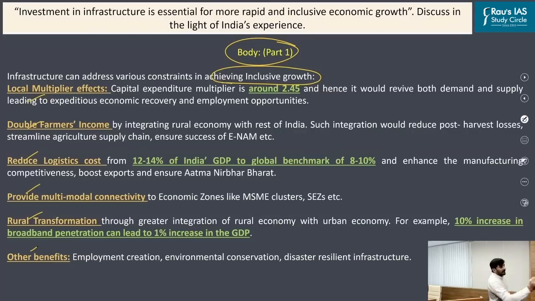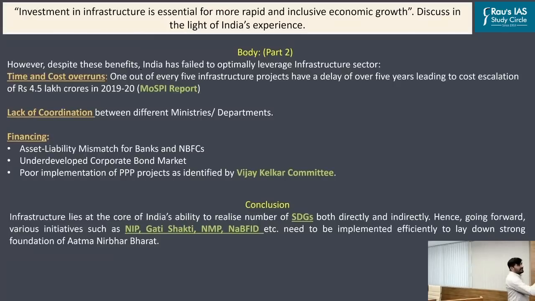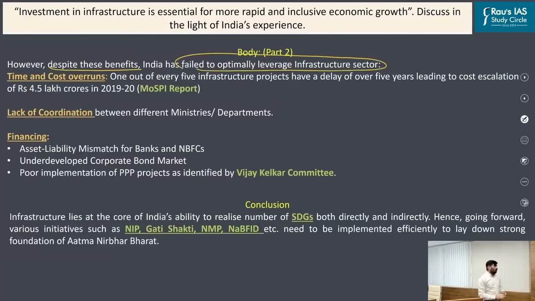For example, I have highlighted here the capital expenditure multiplier. Then here I have highlighted eNAM. Probably you can incorporate even the Dalwai panel here if you want to. Then logistics cost, then broadband penetration as highlighted by the World Bank, right? So this is the first part of the body of the answer. In the second part of the body, as you can see, despite these benefits, India has failed to optimally leverage the infrastructure sector. Why? You have 2 to 3 problems, as I discussed.